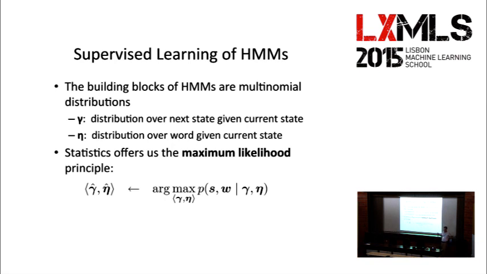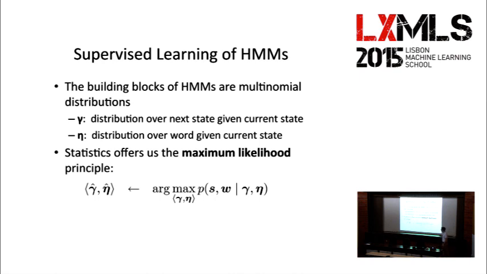The building blocks for HMMs, as we've seen, are these multinomial distributions, what we called gamma, the transition distribution, and what we called eta, the emission distribution. If we make all the assumptions that we make in an HMM, statistics gives us a very clean, closed-form solution for the maximum likelihood estimates. In other words, how do we choose the parameters? We choose the parameters gamma and eta to make the data as likely as possible.